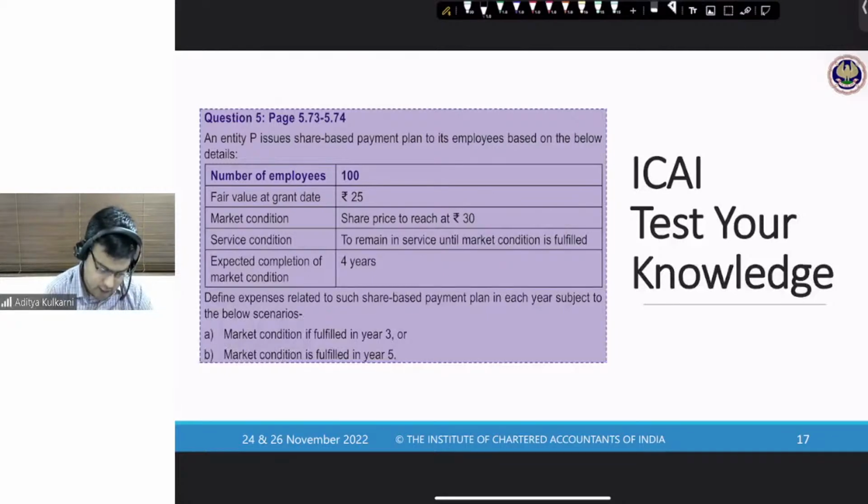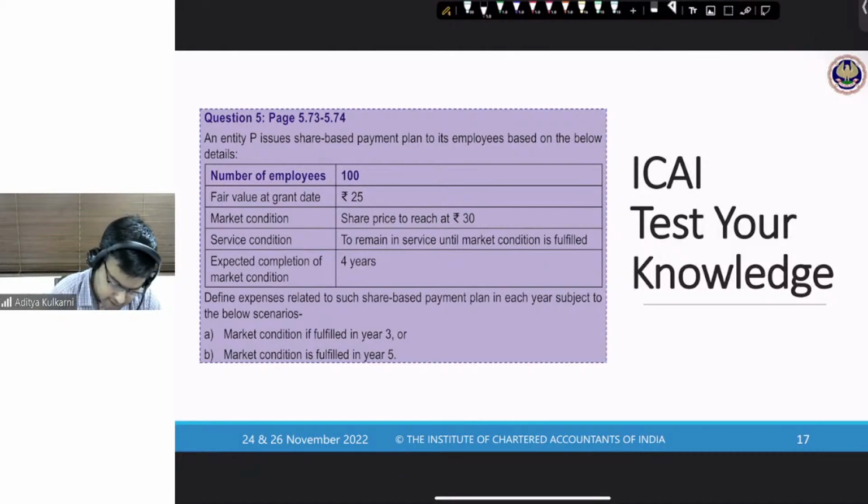Okay. An entity issues share-based payment plans to its employees based on the below details. Number of employees is 100. Fair value at the grant date is 25. Market condition: share price to reach 30. So this is to be ignored. Service condition: to remain in service until market condition is fulfilled. Expected completion of market condition is 4 years.